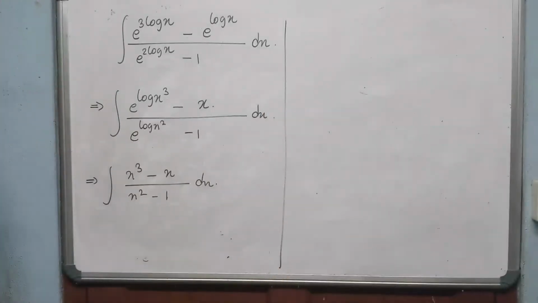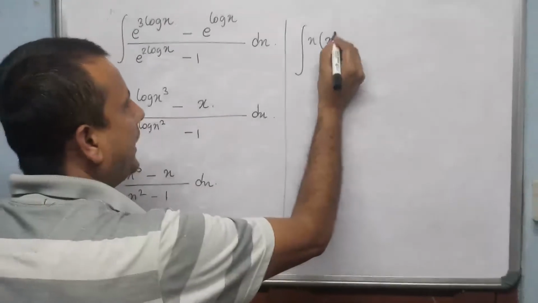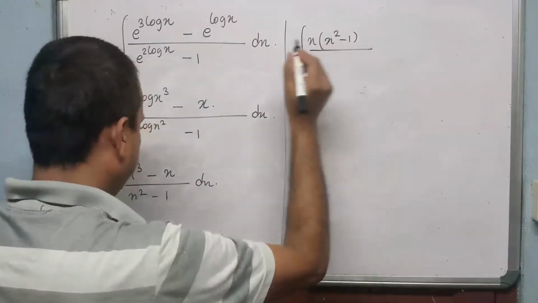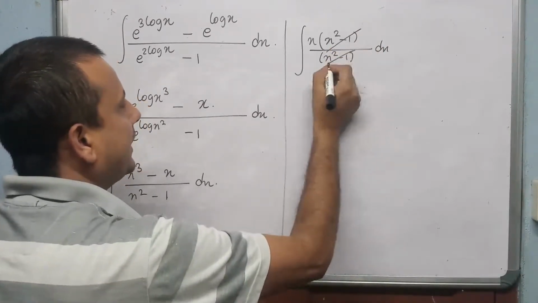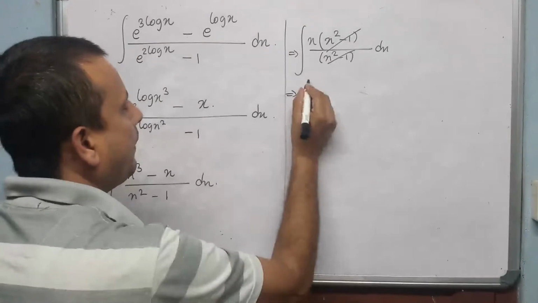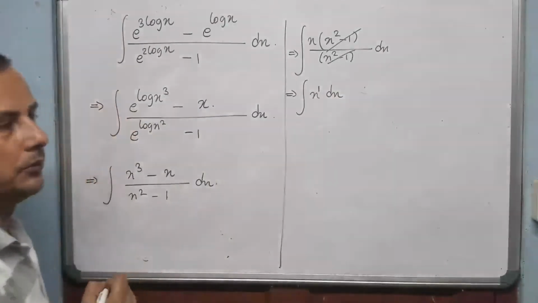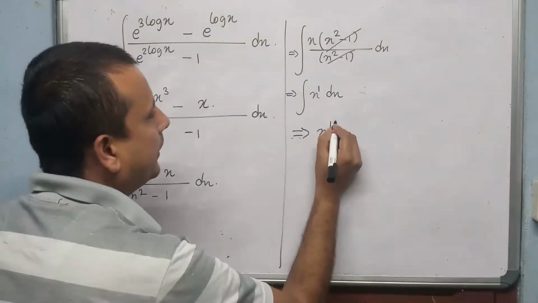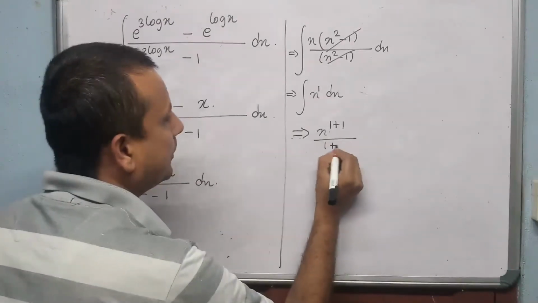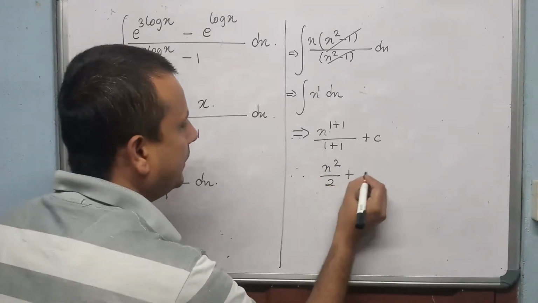Now from the numerator, x is common. If I take x common, what remains inside the bracket is x square minus 1, over x square minus 1. These two quantities get cancelled. Now we have x dx. In this case, the degree of x is 1, so we can use the x to the power n formula, x to the power n plus 1 divided by n plus 1, plus c. The final answer will be x square by 2 plus c.